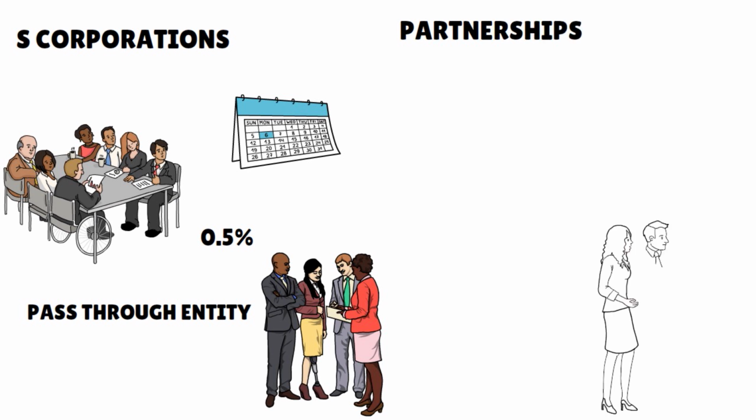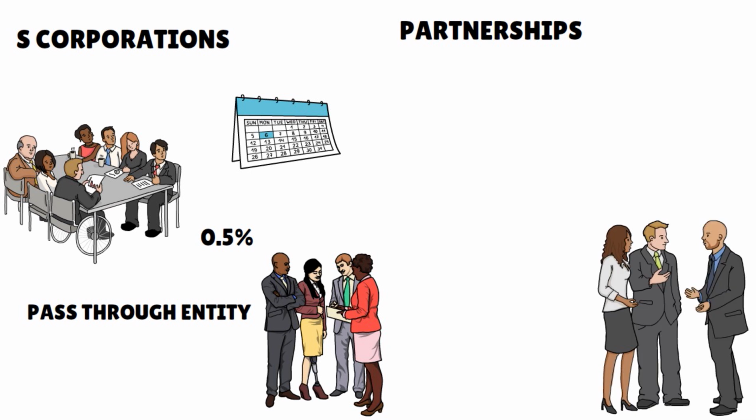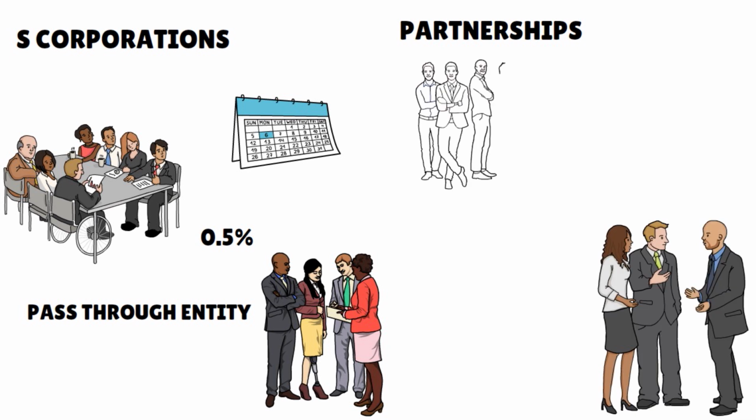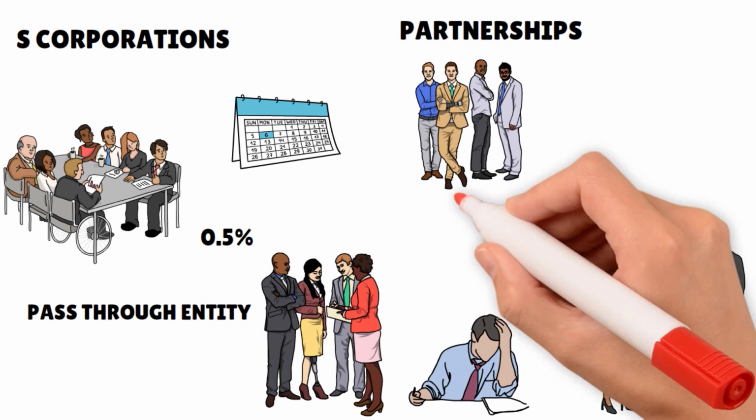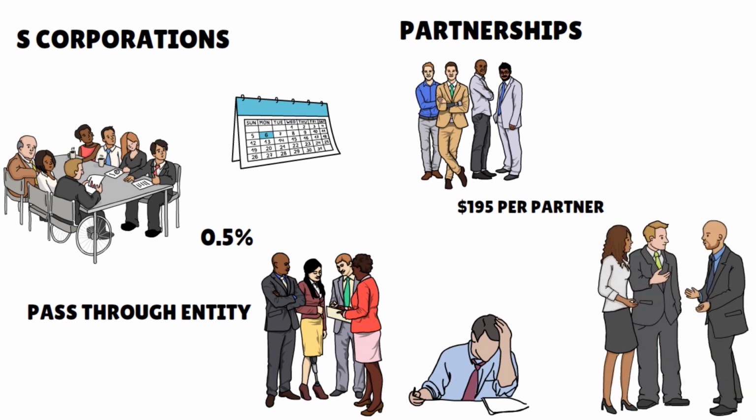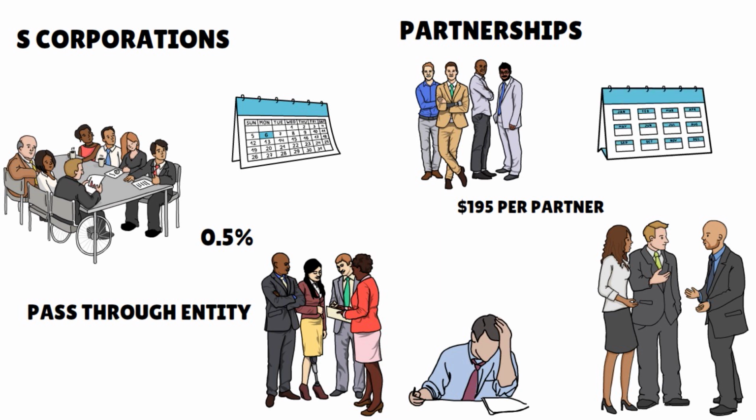For partnerships, like an S corporation, a partnership does not owe tax itself, but is generally treated as an extension of the partners. So partnerships must provide a Schedule K1 to all partners, detailing their share of the partnership's income and deductions for the year. If you don't file your 2020 partnership return, including a Schedule K1 for each partner on time, you may owe a penalty equal to $195 per partner for each month the return is late, up to a maximum of 12 months.